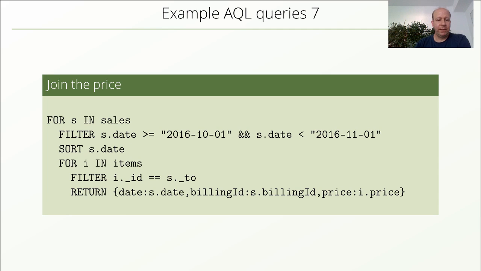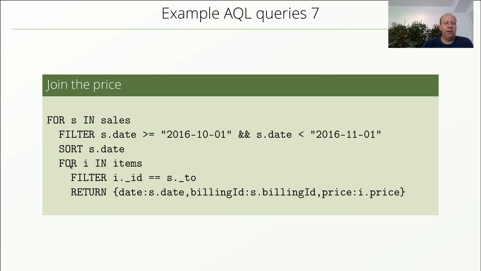Now, let me show you a join operation. Maybe I want to look at these sales, but I want to actually put in the item data. So let's look at this query. This is how you do a join operation in ArangoDB. The first part is already known. We go through the sales collection. We filter by some date range. We sort by date.